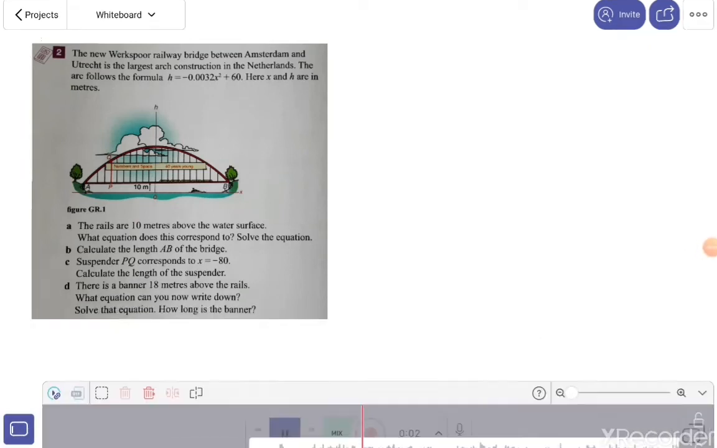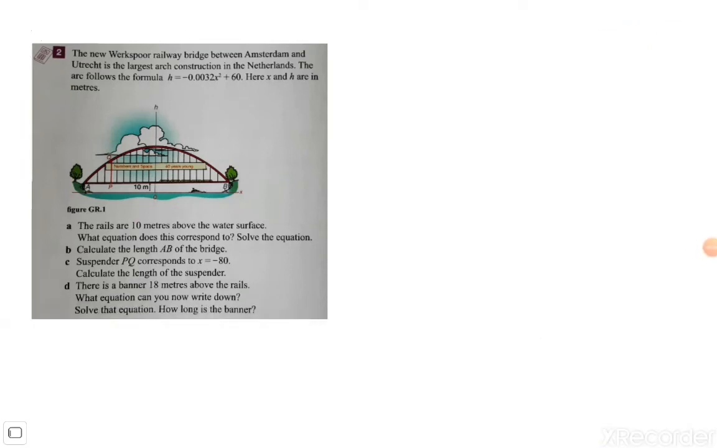Alright, here's an explanation about exercise 2 on page number 196. The question goes about a railway bridge between Amsterdam and Utrecht. Question A is: the rails are 10 meters above the water surface. What equation does this correspond to? And solve your equation.